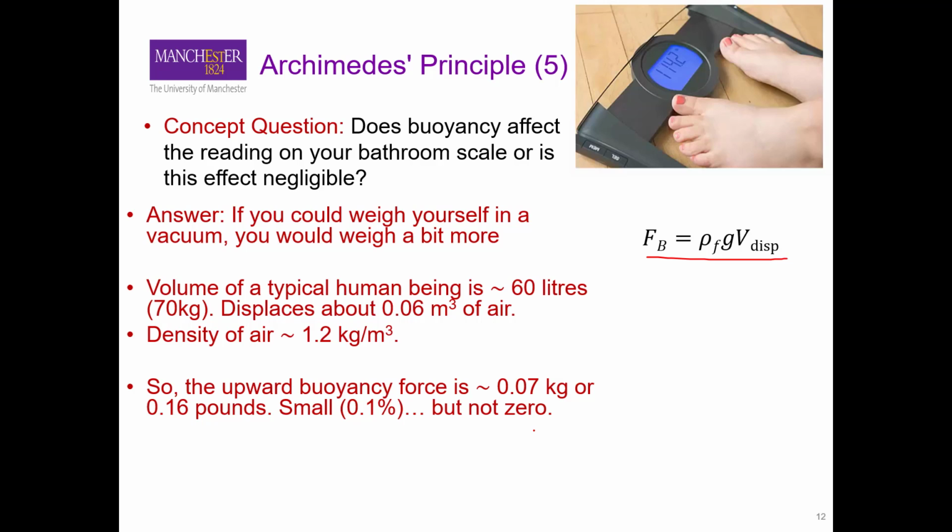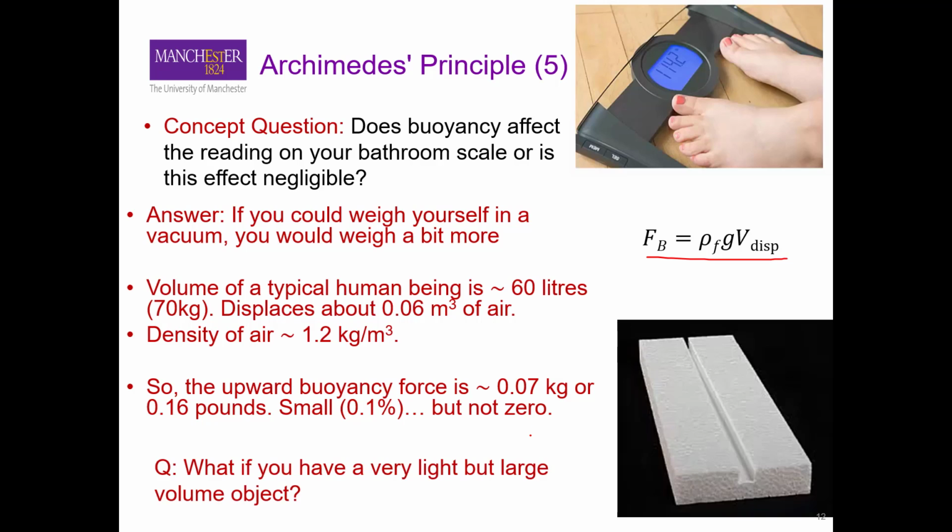And this effect becomes more important when we are talking about objects, for example, that are very light but have very large volume. So you can think that the buoyancy effect on this very light object will be much more significant, and then you have to correct for this buoyancy effect in terms of the weight of this object. Okay.